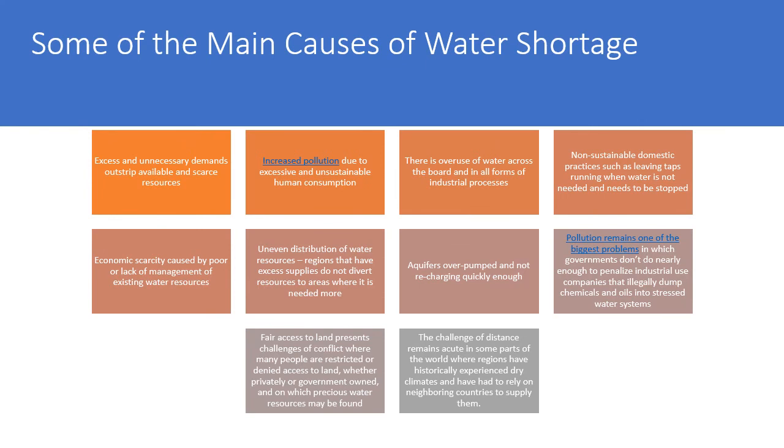Main causes of water shortage. Following are the main causes which are responsible for the shortage of water all over the world: excess and unnecessary demands, increased pollution, the overuse of water, non-sustainable domestic practices, economic scarcity, uneven distribution of water resources. Fair access to land presents challenges of conflict where many people are restricted or denied access to land. The challenge of distance remains acute in some parts of the world where regions have historically experienced dry climates and have to rely on neighboring countries to supply them.